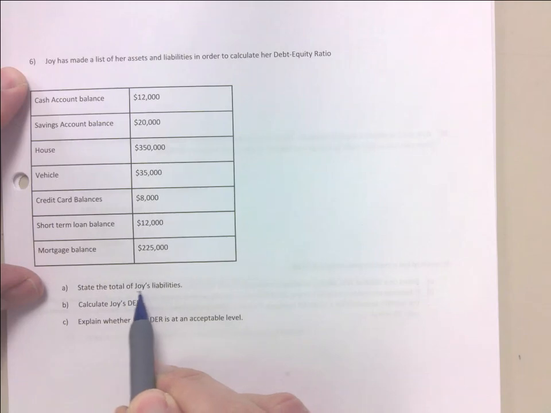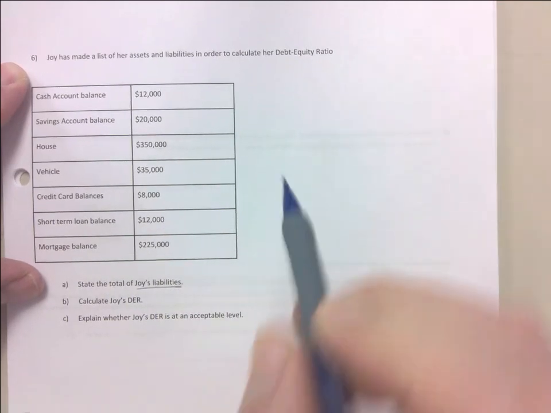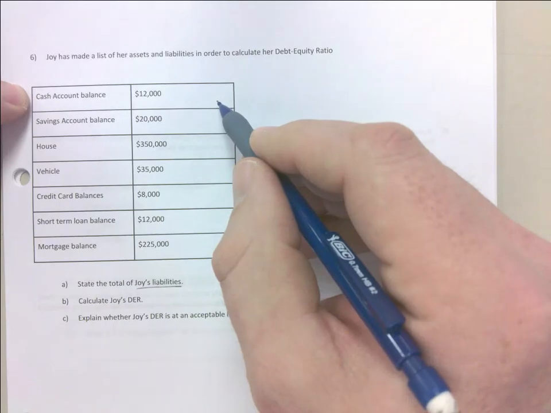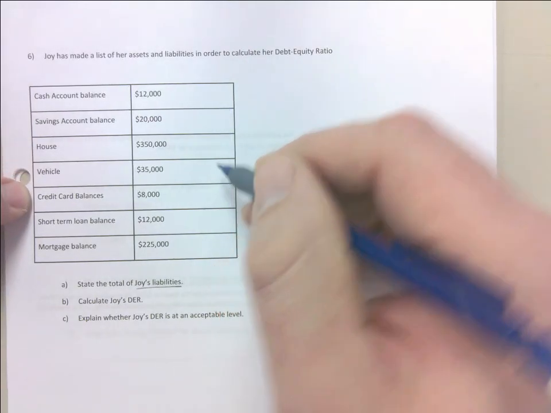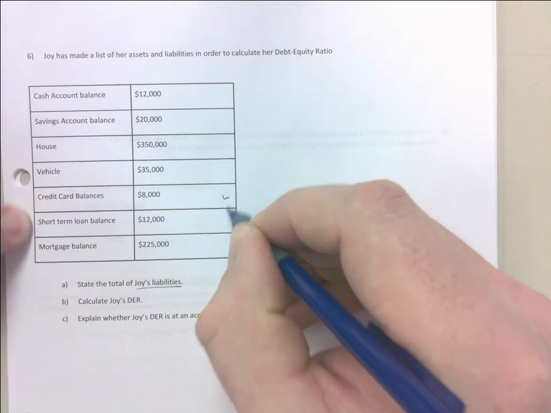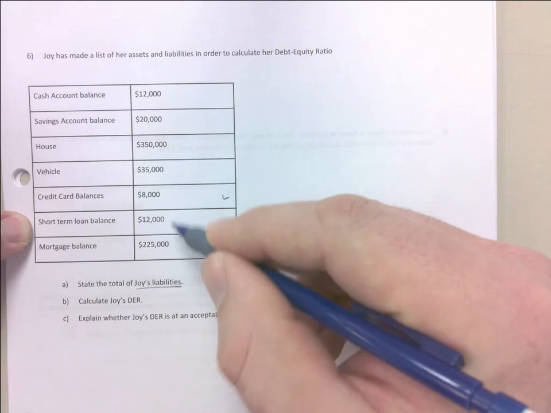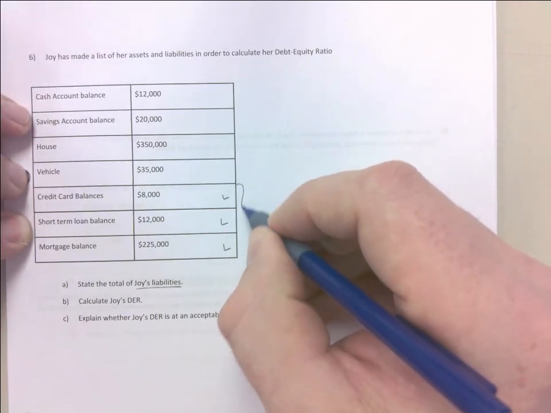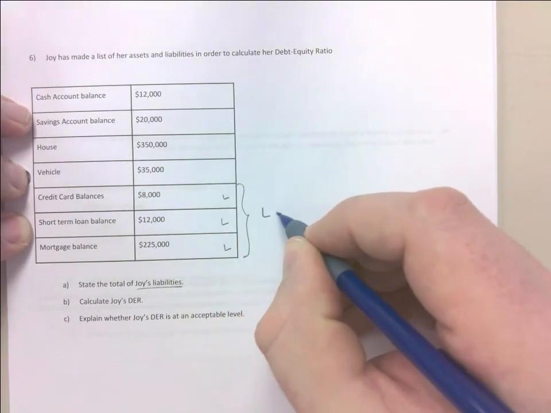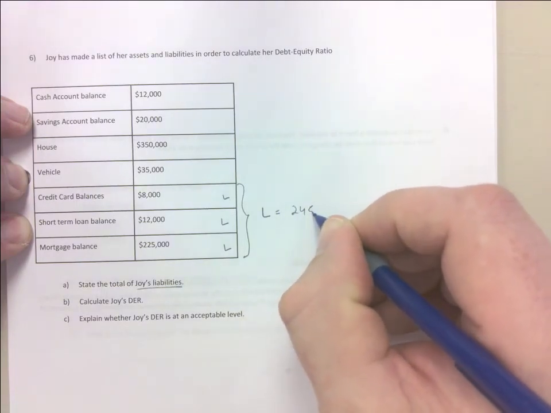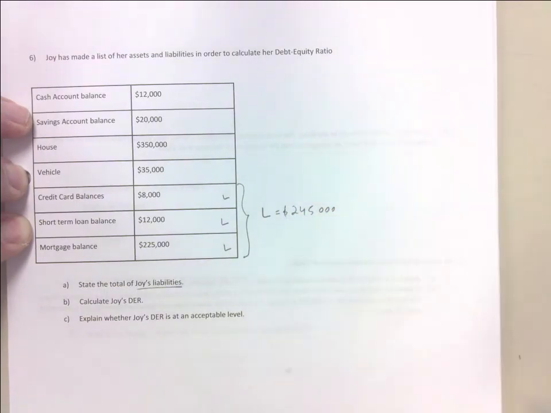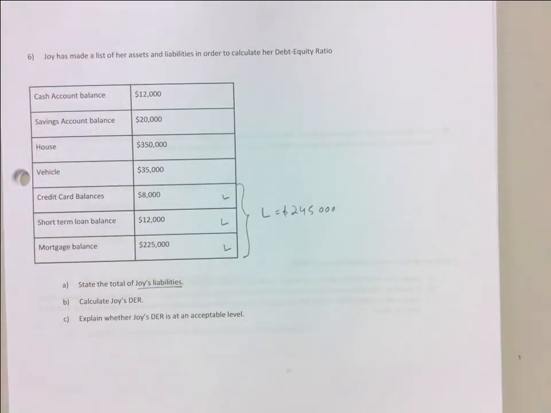So total of Joyce's liabilities. I'm just going to go through it real quick. House, vehicle, credit card balance, short-term loan balance, and mortgage balance. These are my liabilities here. And if you add them up, you get $245,000 would be your liabilities. Okay, that's all it's asking for. For some reason, it doesn't ask for assets.